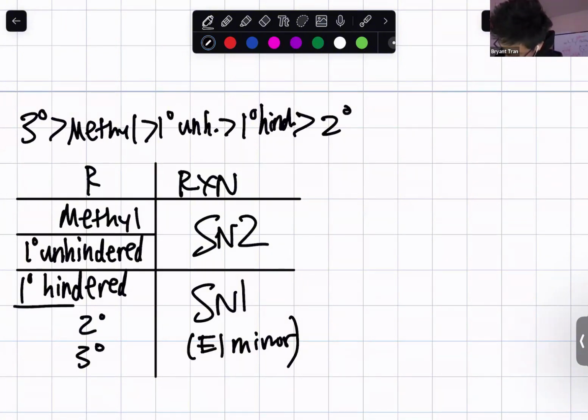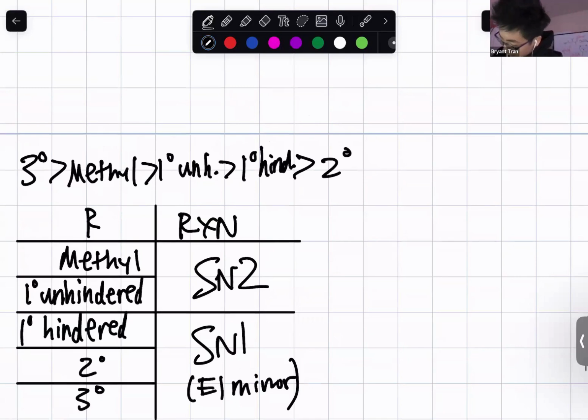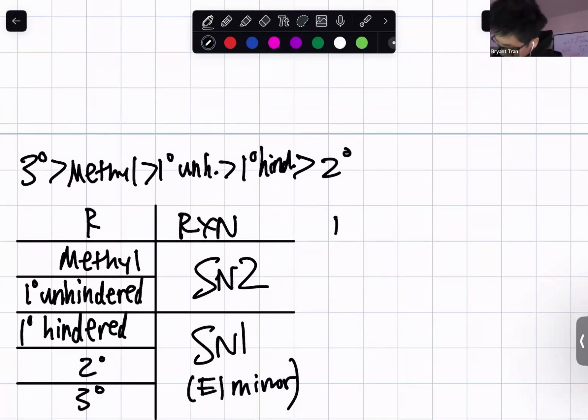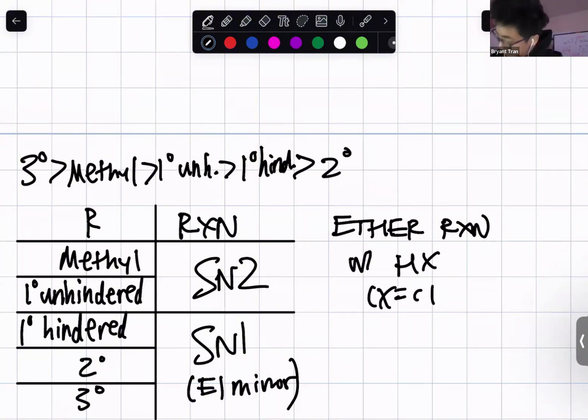Okay. Yeah, so this table here with the ranking list is going to be used for ether reactions with HX. Right. Ether reaction with HX, where X could be chlorine, bromine, or iodine.